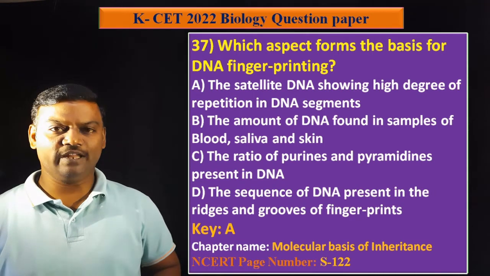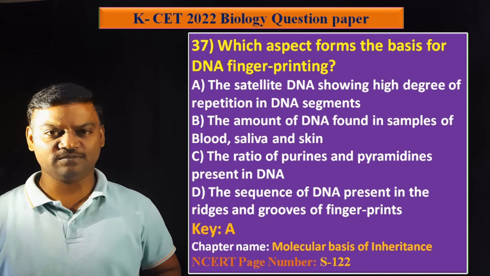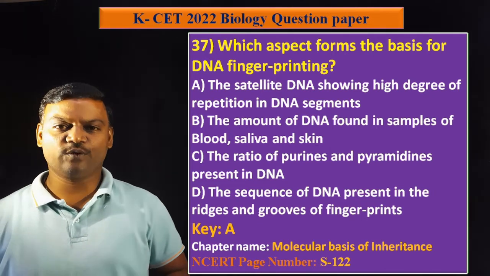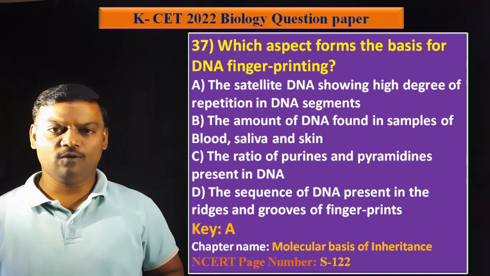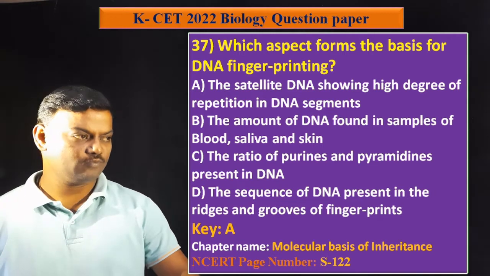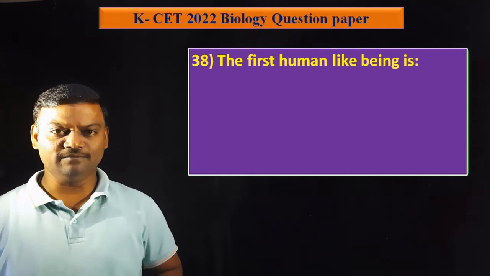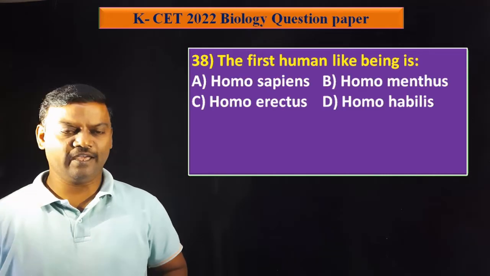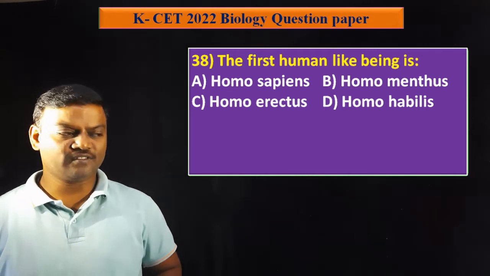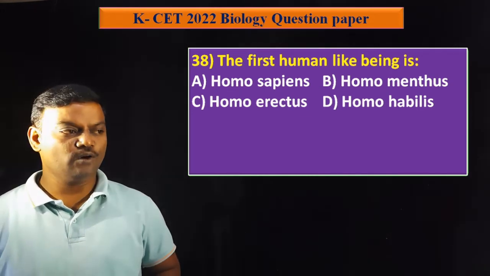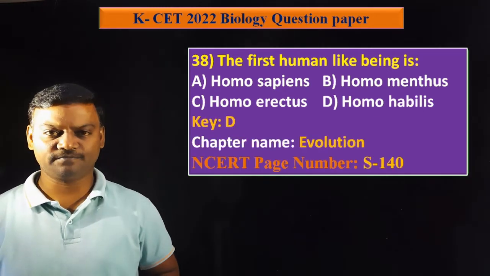So the main basis for DNA fingerprinting is showing high degree of DNA polymorphism in human genome. It is the question from Molecular Basis of Inheritance, NCERT page number 122. Question number 38. So the first human-like being is option A, Homo sapiens, option B, Homo mentis, option C, Homo erectus, option D, Homo habilis. In this, the correct answer is option D.